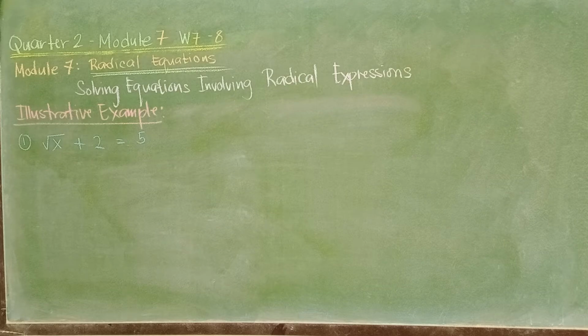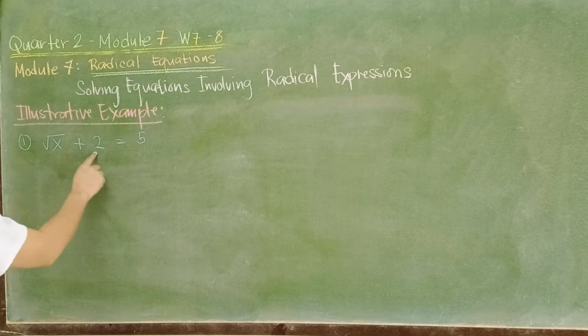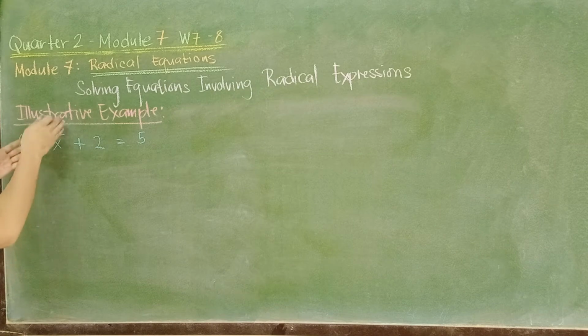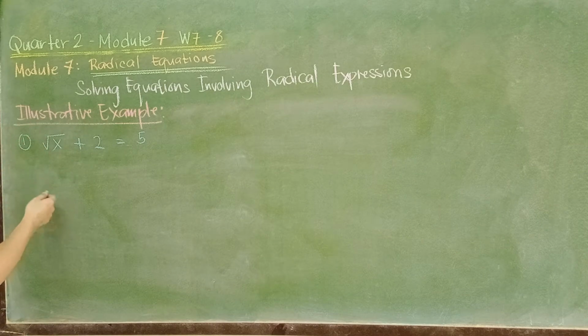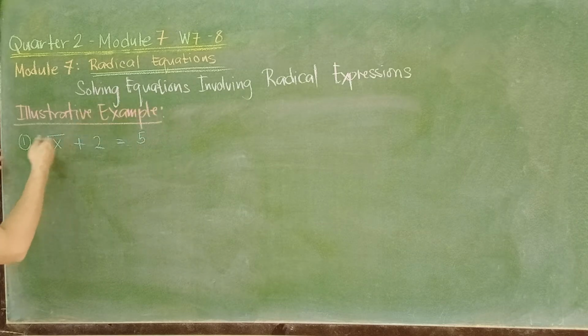So first illustrative example for solving an equation involving radical expression is for number 1, square root of x plus 2 is equal to 5. Now yung first step is to isolate muna yung term na may radical symbol. So therefore, yung constant na 2 i-transpose muna natin sa kabila. So lahat ng may radical symbol na variable dito sila sa kaliwa, and then yung mga constant term dito sila sa kanan. So therefore, yung plus 2 i-transpose natin sa kabila para yung square root of x na lang yung maiwan dito sa may kaliwa.